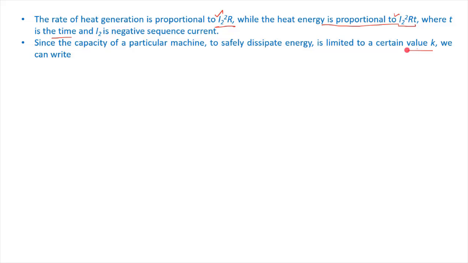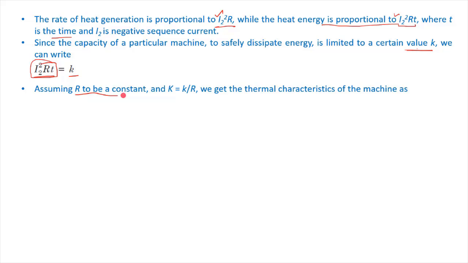K, let us say the capacity of the machine to dissipate this energy is K. We can write the equation so that the net heat produced should be equal to K. K is the capacity of that particular machine to safely dissipate the heat energy produced in the machine. So the I2 square R T, that is the energy produced because of this negative sequence component, should be equal to K.